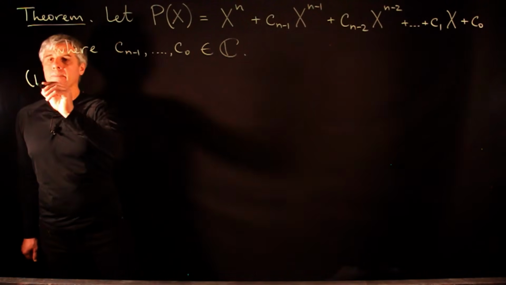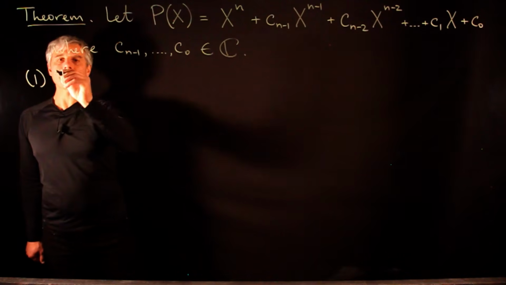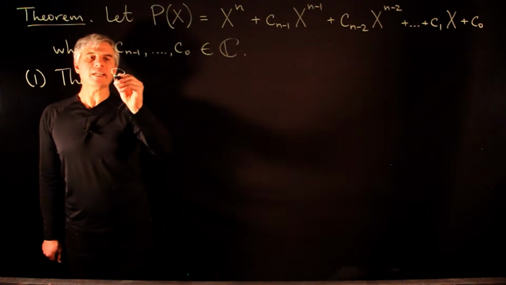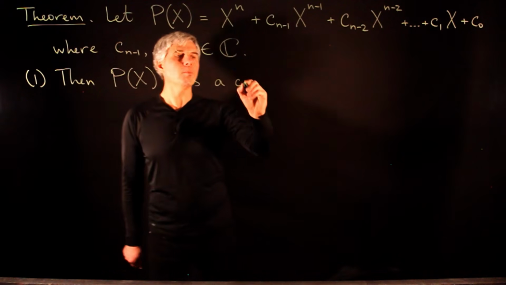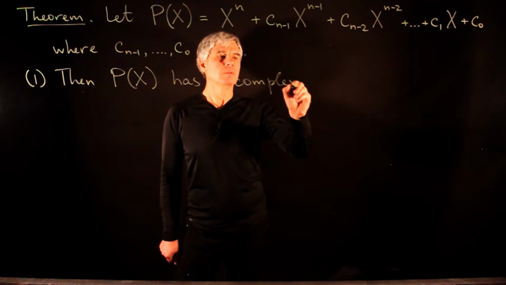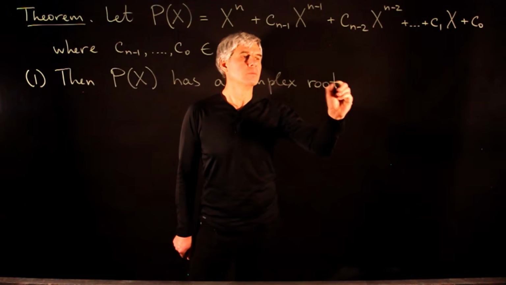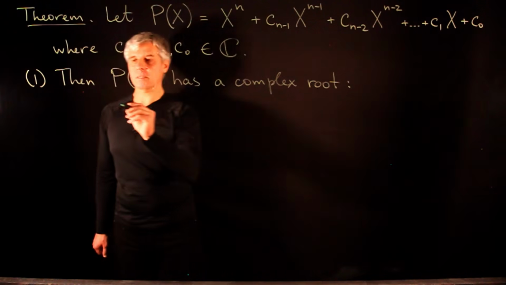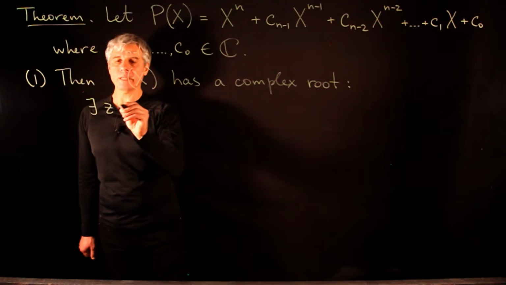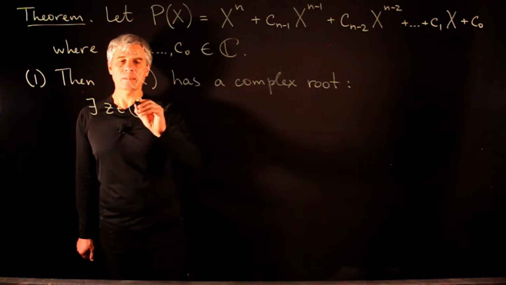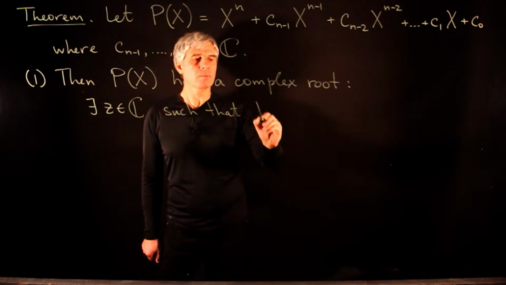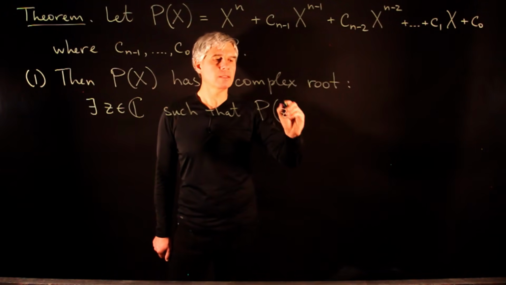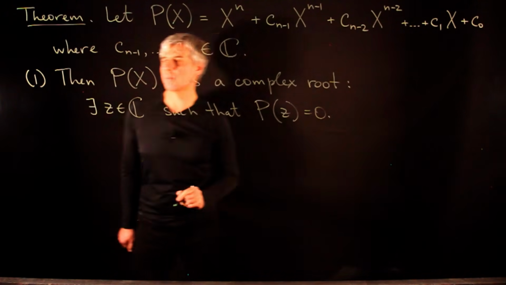The first claim. Then P of x has a complex root. So that is, there exists a complex number z such that P of z is equal to 0.